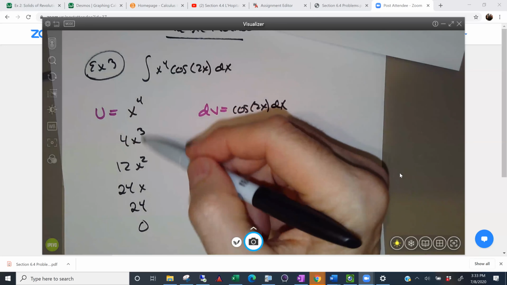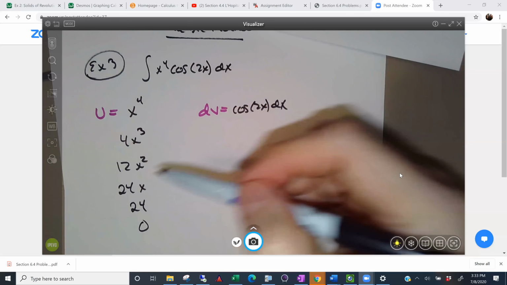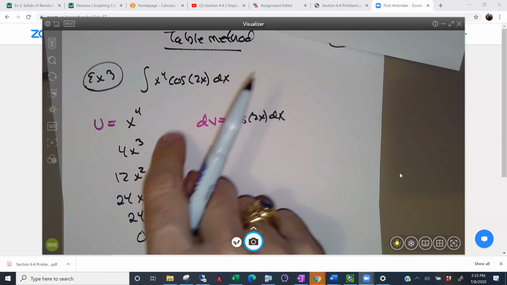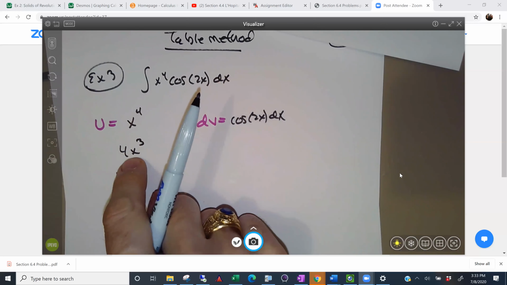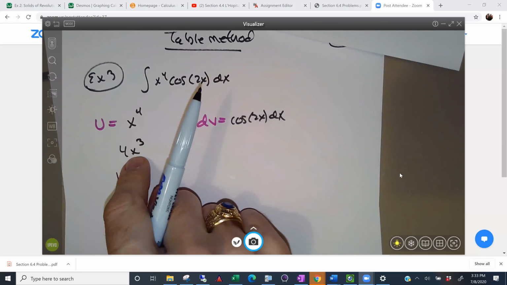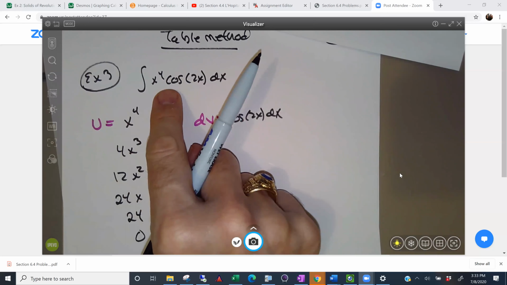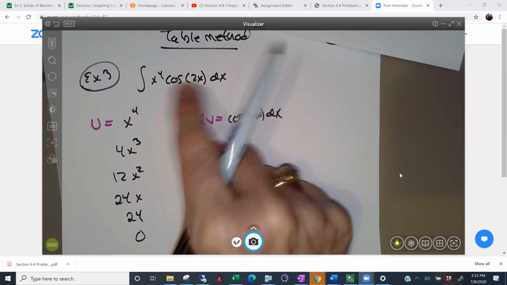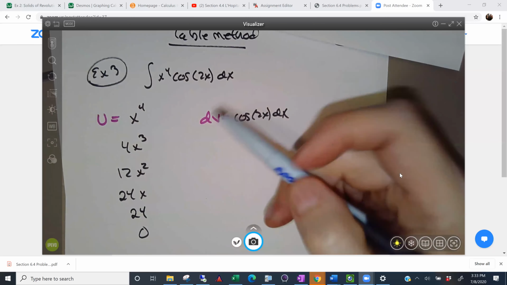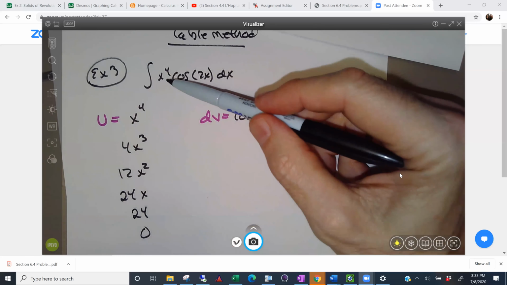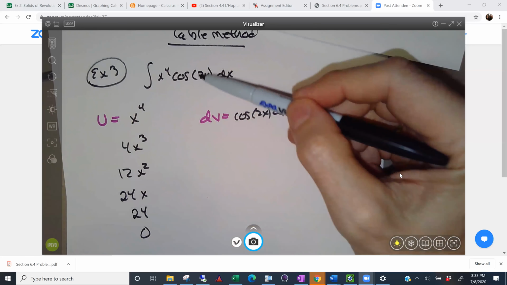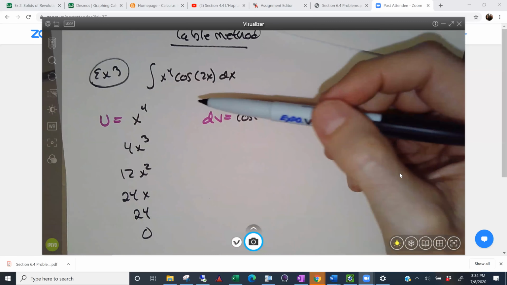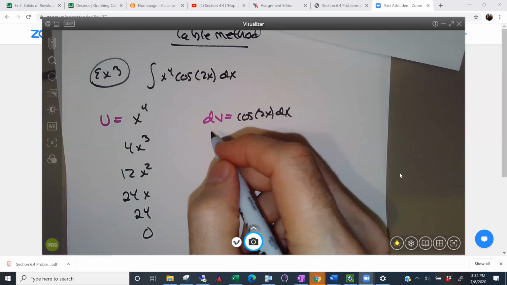It's nice having this term here because you're going to differentiate all the way down. The thing about this problem is that when I do my u times v minus the integral of v du, I'm going to end up with an integral with an x to the third term. Then I'm going to have to do integration by parts again on that one, and then again on the next one, and so on. It becomes a pain. So with integrands like this, where you have a polynomial term times a sine, a cosine, or an e to the x, something that cycles and is easy to integrate, we can use the table method.